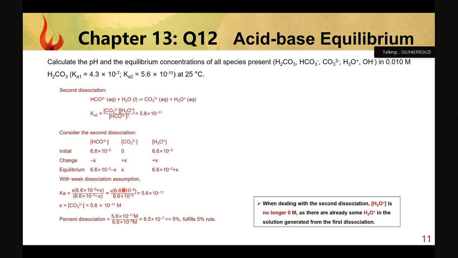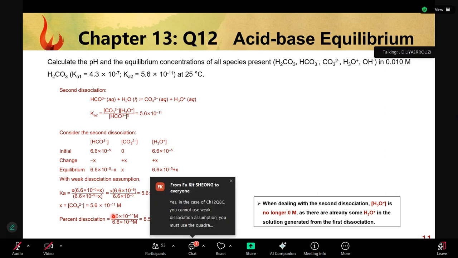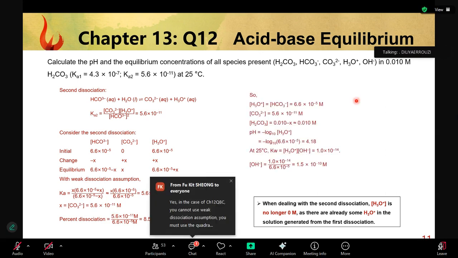And the weak assumption simplifies this, so the X is 5. Then of course we need to check 6 divided by 6.6. This is much smaller than the 5%, fulfills the 5% rule. So the assumption checks out. Then the concentration of CO3 is 5.6. So we can conclude all the concentrations we just calculated.